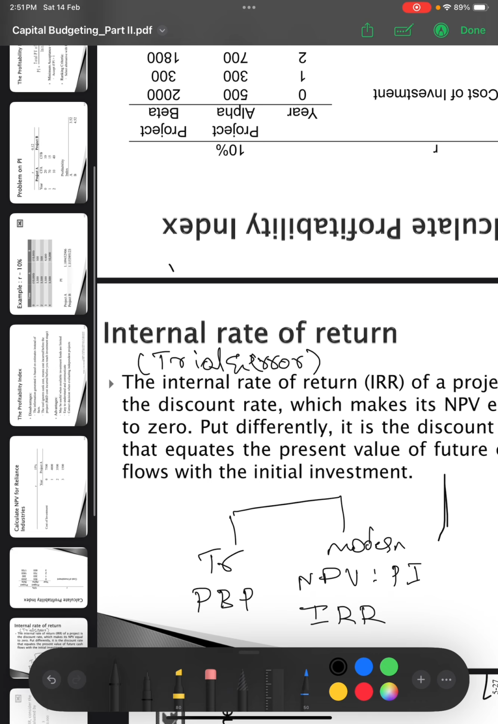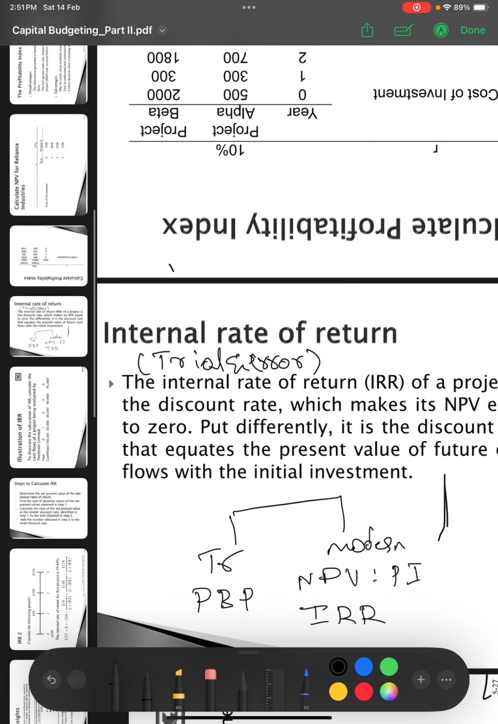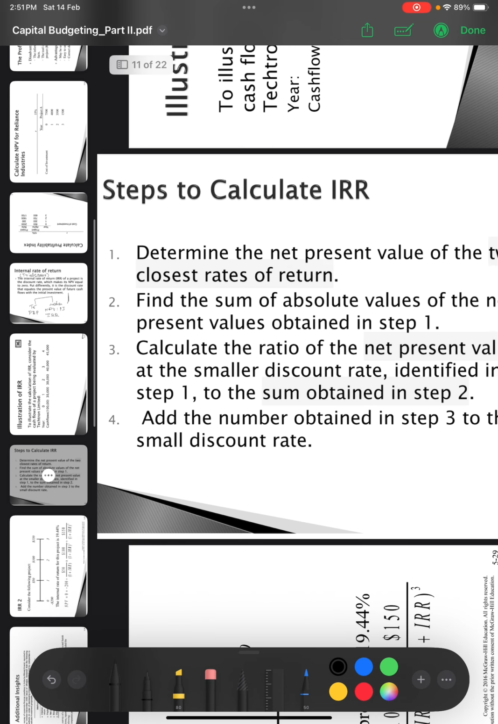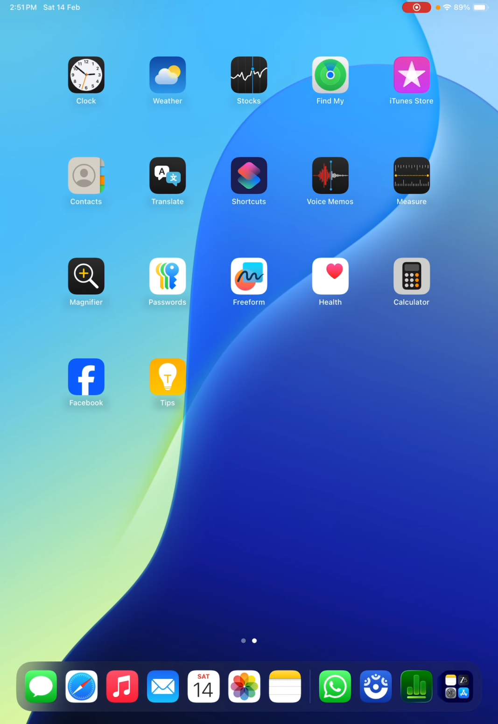So now let's see what are the steps to calculate. Let's take an example and understand what exactly are the steps we follow in terms of solving the internal rate of return. Okay, so let's look at the problem.